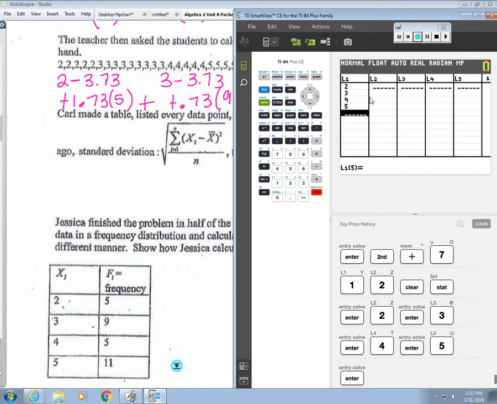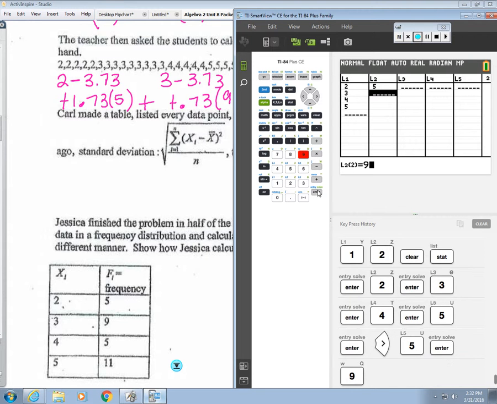Okay, but listen to what I'm saying. Aren't there technically 5 2s? So really, there should be 5 2s listed right here instead of 1. But to save time, I'm going to do what we call a frequency list. Out beside the 2, I'm going to put a 5. That way the calculator knows there's really 5 2s. And so beside the 3, I'm going to put a 9, so that the calculator knows that this list really had 9 3s. And beside the 4, I'm going to put a 5, and beside the 5, I'm going to put 11. Does everybody understand what I'm doing?